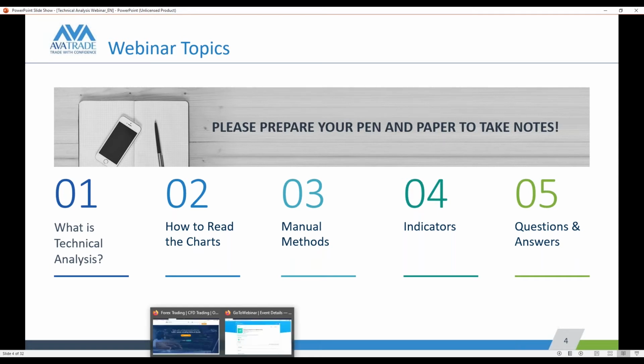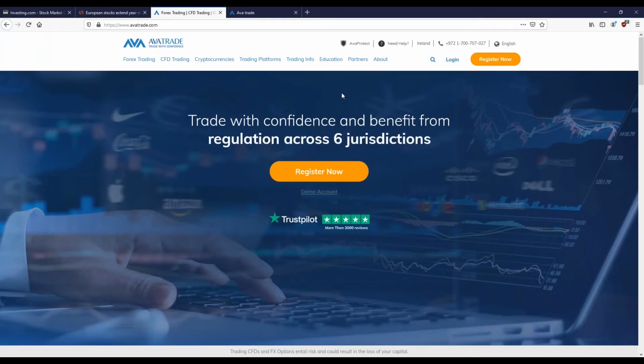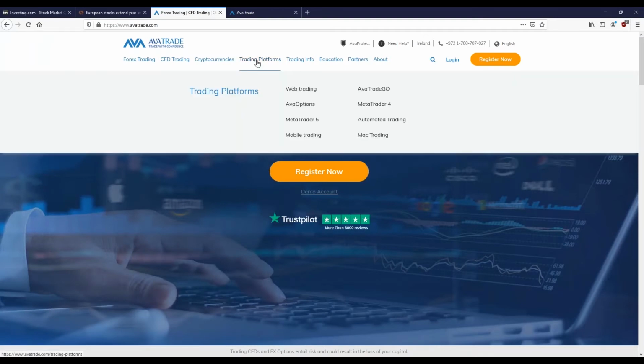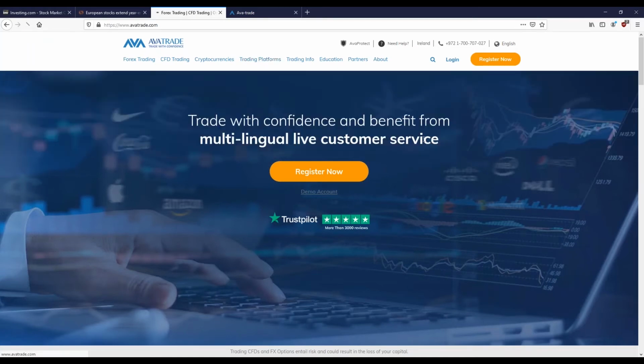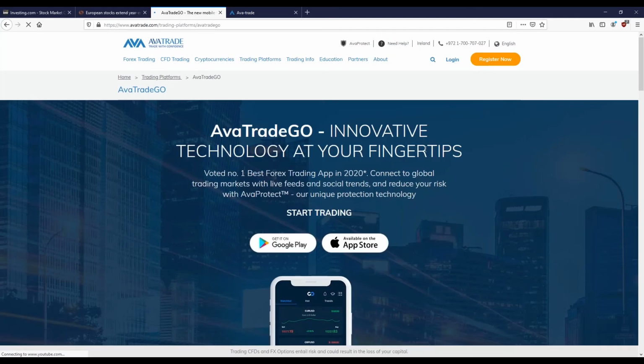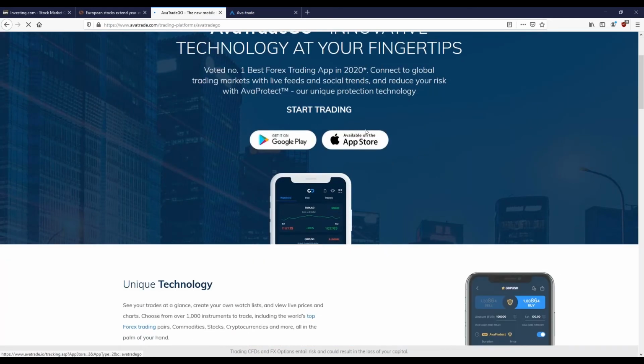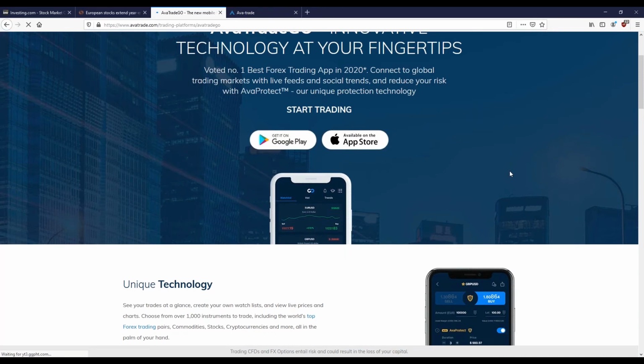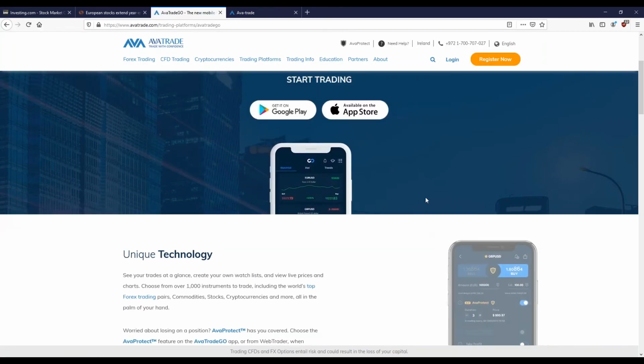Now, as we take a look at things, I wanted to show you real quick, the different trading platforms that we have are found on our main website. And I mentioned the AvaTrade Go mobile app, that's found here. And you can download it in whichever app store fits your mobile devices. And all of the features that are on it are also on our WebTrader.